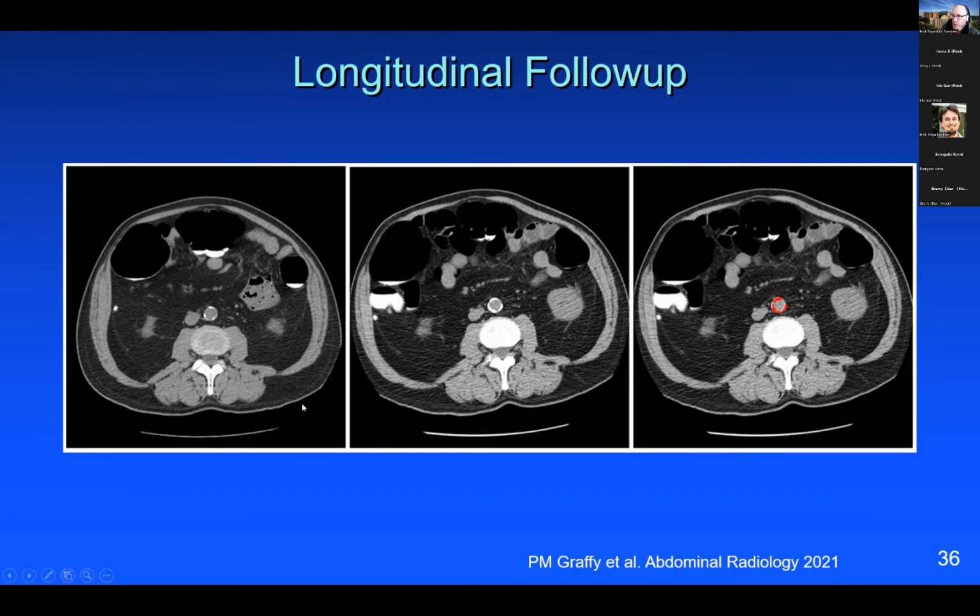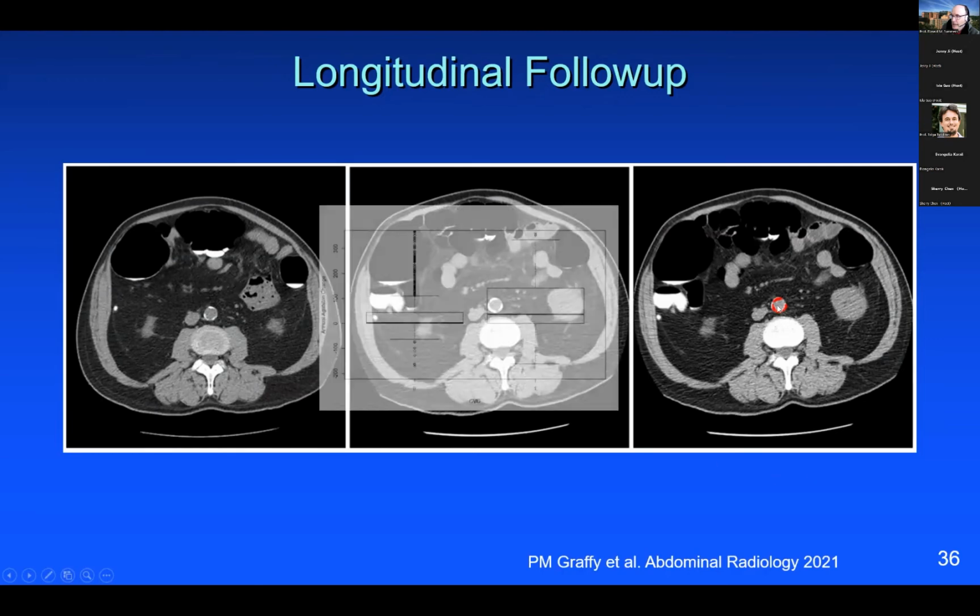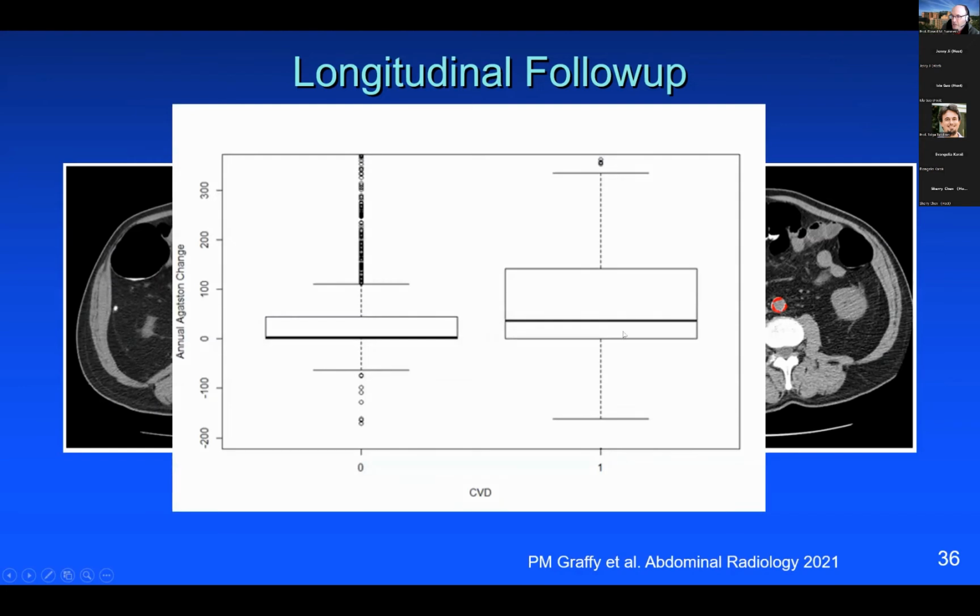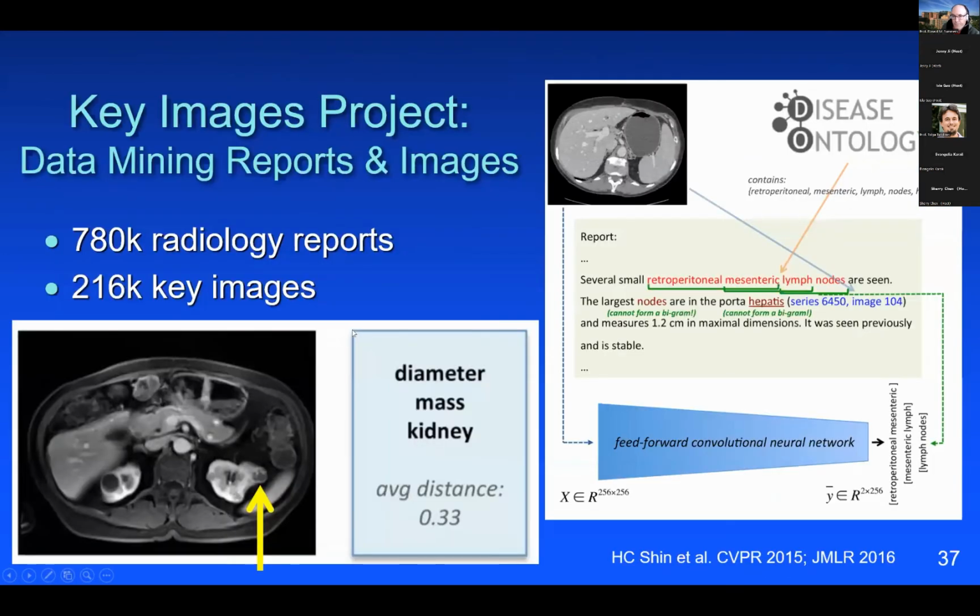Here's an example of a patient with plaque at different time points. This is a later scan than this one. This is a segmentation of that plaque. And what we found was that patients who subsequently had some sort of adverse vascular disease outcome, like a heart attack or stroke, tended to have progressive increases in their abdominal aortic calcific plaque compared to those that didn't have one of these adverse outcomes.